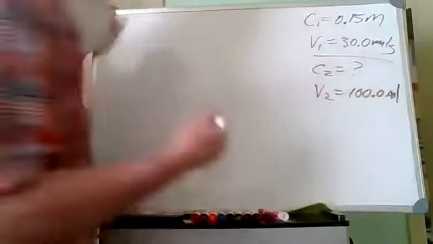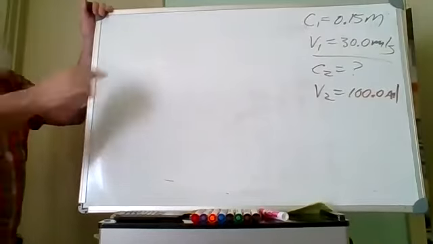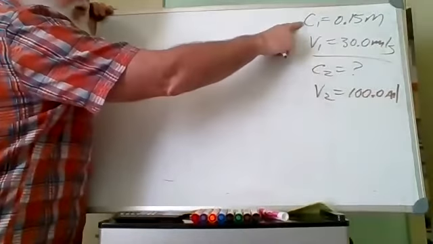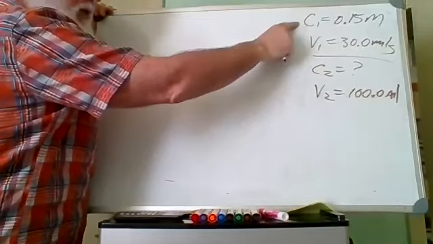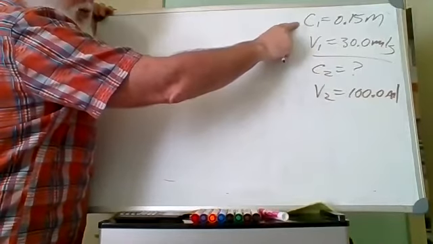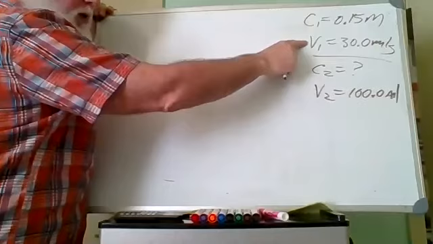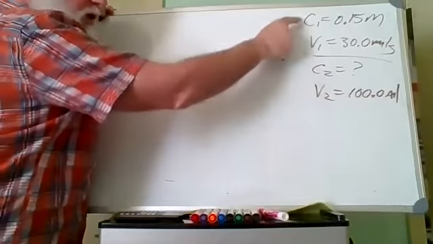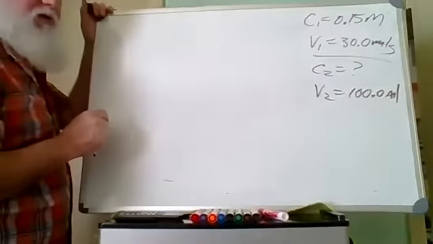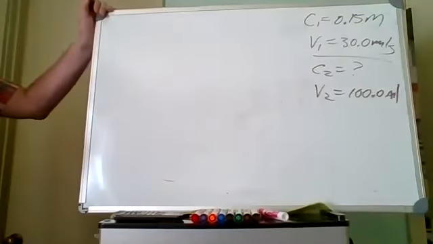Does everybody understand what I'm doing? If you don't understand, you need to speak up here. We're starting with this volume of this concentration of acetic acid. But after we add the 70 milliliters of sodium acetate solution, the volume's not going to be 30 milliliters anymore. It's going to be 100 milliliters. So the concentration will no longer be 0.15 molar. We have to calculate what that new concentration is.